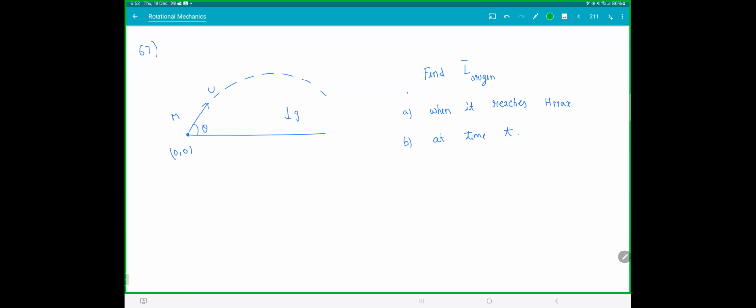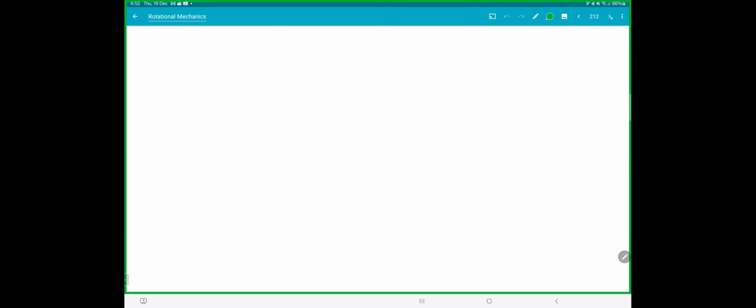Let's see. First was easy. So when it is at h max, the velocity will be u cos theta. Extend the line, and drop the perpendicular. This would be your h max. So angular momentum will be m into the perpendicular distance, which is h max, u square sine square theta by 2g, into velocity u cos theta.